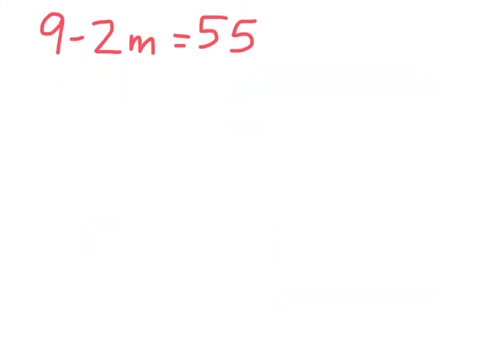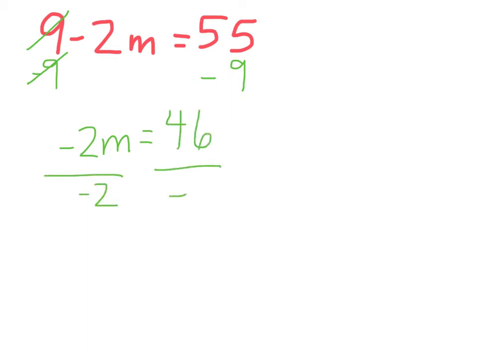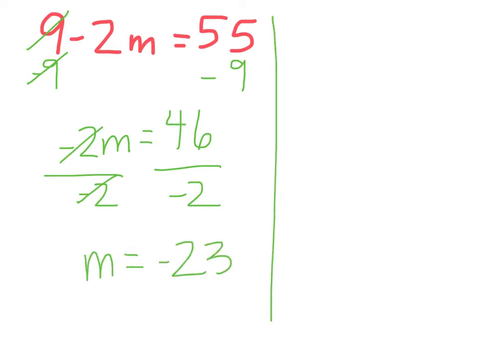Number 27, 9 minus 2m equals 55. I'm going to get rid of this 9 by doing minus 9, minus 9. It cancels with the 9. Now be careful, I have negative 2m equals 46. Divide by negative 2, divide by negative 2. M equals negative 23.